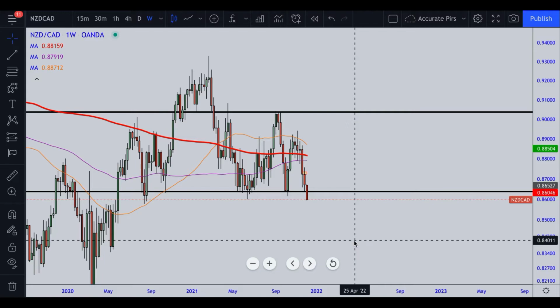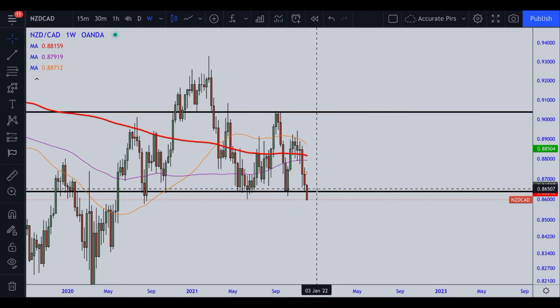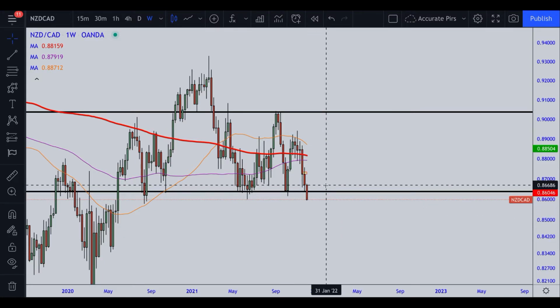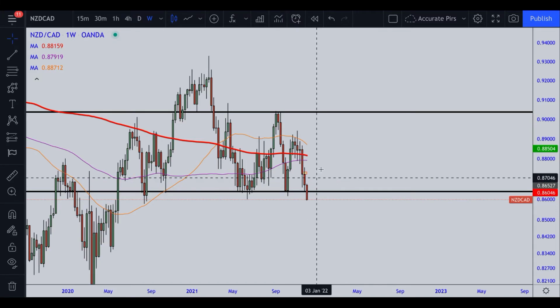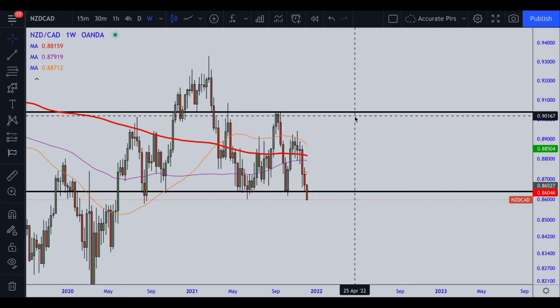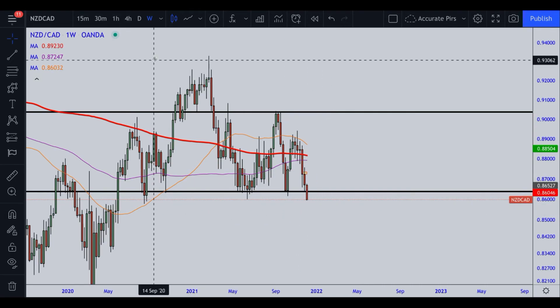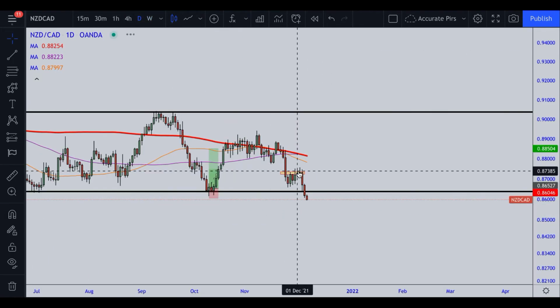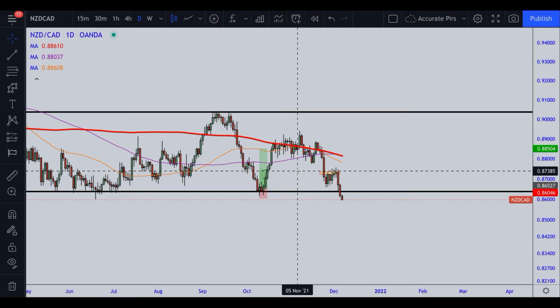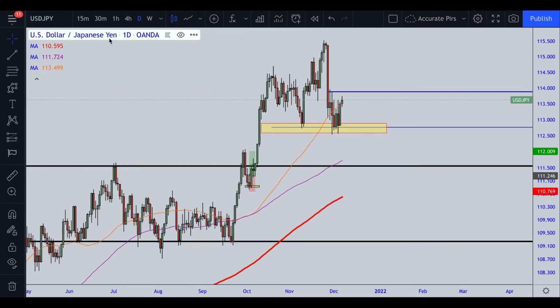If we do see this weekly candlestick hold above this support level, then I'll say, yep, NZDCAD is looking to start trading towards the upside, and then I'll be looking to place a buy position on NZDCAD. If it closes below this support level, then I'm going to be looking at sell trades only for NZDCAD. So let's move on to USDJPY.